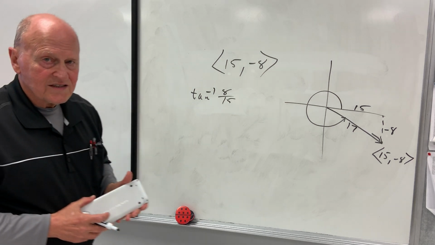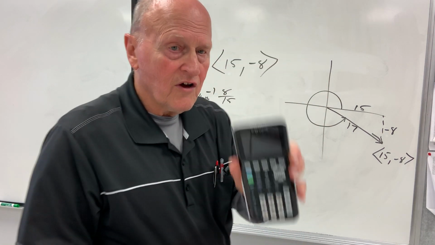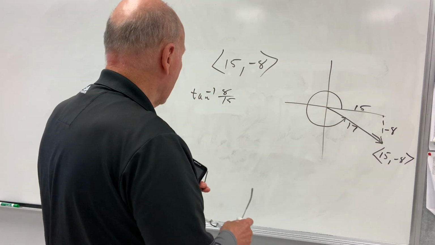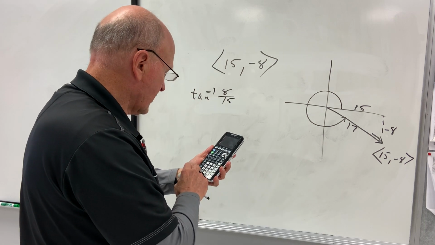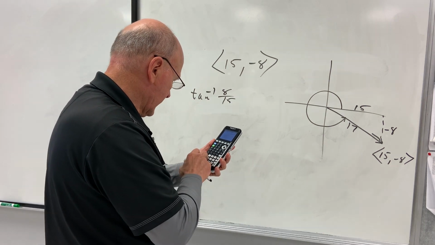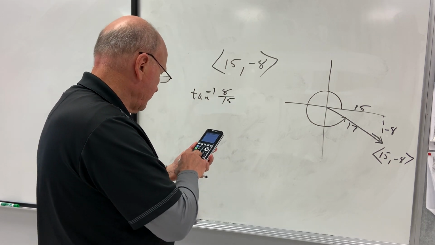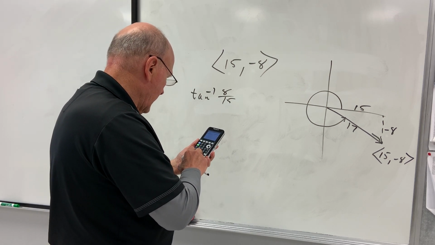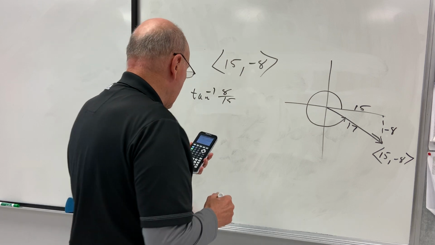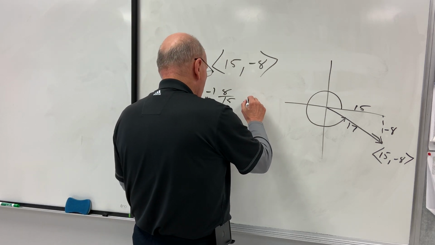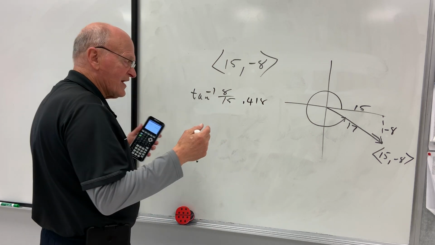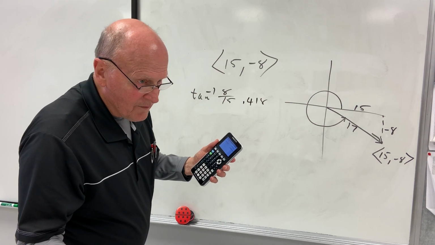Some of my other classes, I hang this up and do this stuff, but you guys probably don't punch buttons... I know you can punch buttons better than I can. So we're going to go to arc tan. I go second, tan, and plug in 8 divided by 15. When I hit enter, I get 0.418. Now, I've got my calculator set in radians right now.